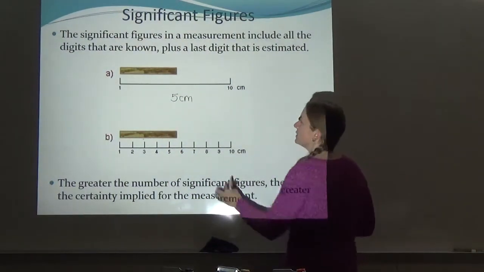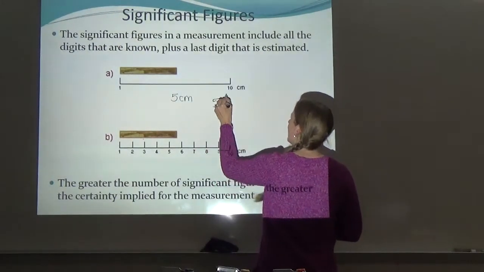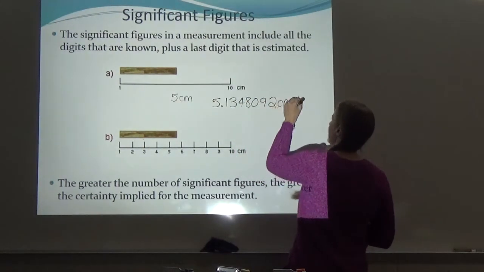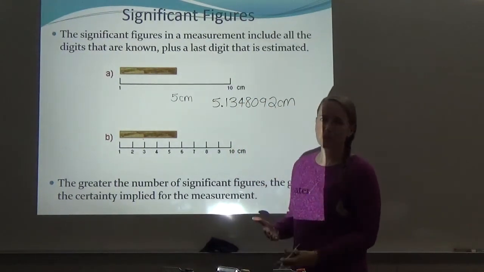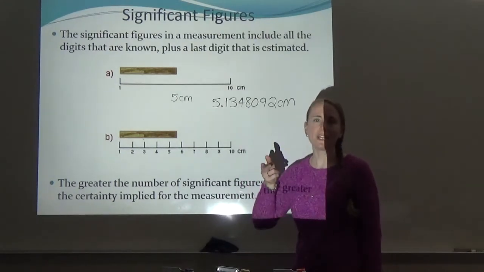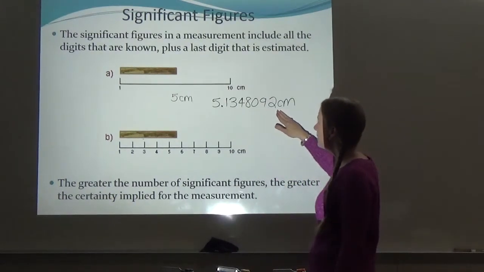What I mean by that is you can't look at this ruler the way it is and say, oh, it's 5.1348092 centimeters. That's what significant figures is about. You know how sometimes in your calculator you take two simple numbers like 27 divided by 13, but then you get all these decimal places?